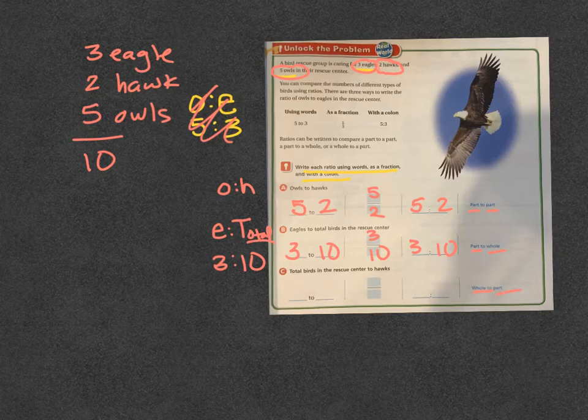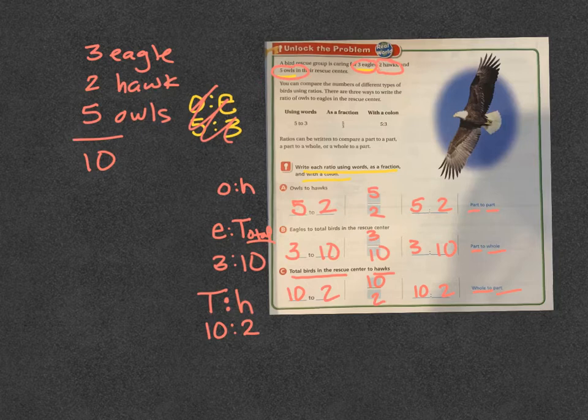Whole to a part. Total birds in the rescue center compared to how many hawks? Okay, well, I already know now my total is 10. Good thing I know that now. 10 compared to how many hawks? Yes, there are 2. 10 to 2 ratio. That's all we're doing on the ratios. I think you guys are getting an understanding from last lesson and into this lesson.